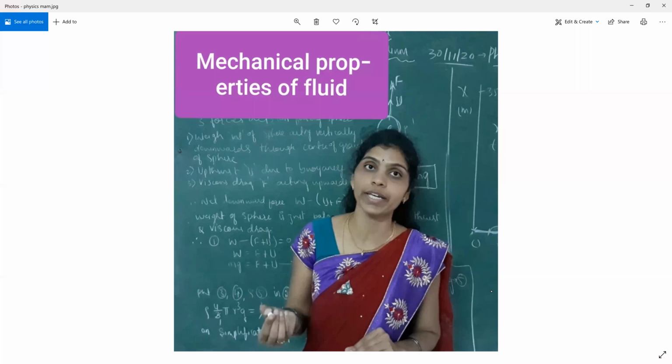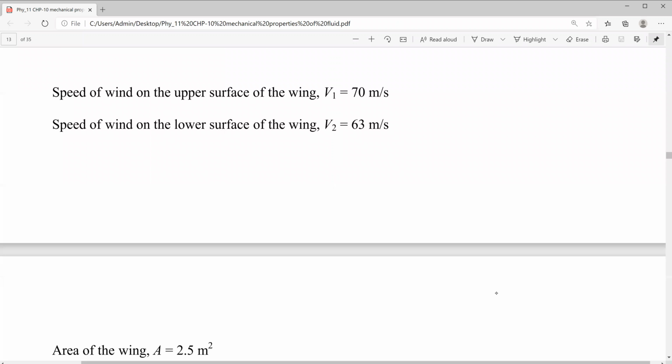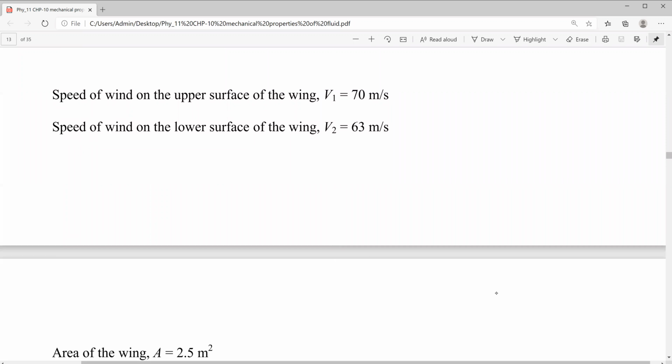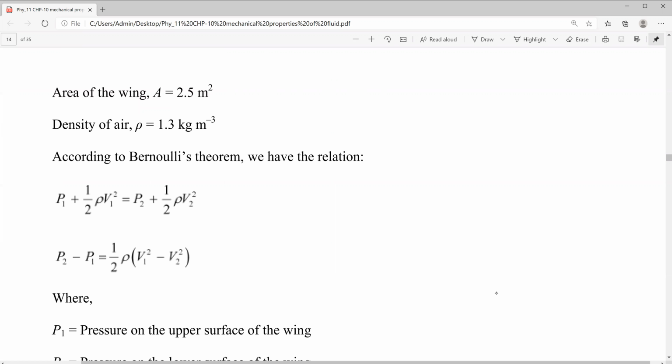10.14. For 10.14, first read the question and try to write the given data. The speed of the wing that we considered, V1, is equal to 70 meter per second and V2 is equal to 63 meter per second, and the area is 2.5 meter square. The density of air is 1.3 kg per meter cube.